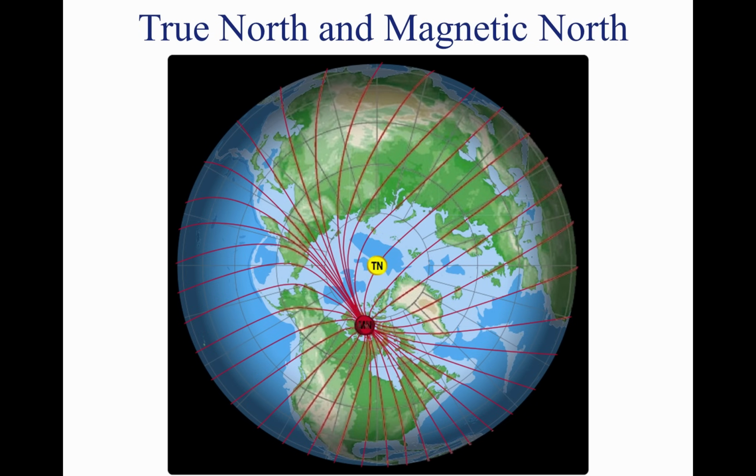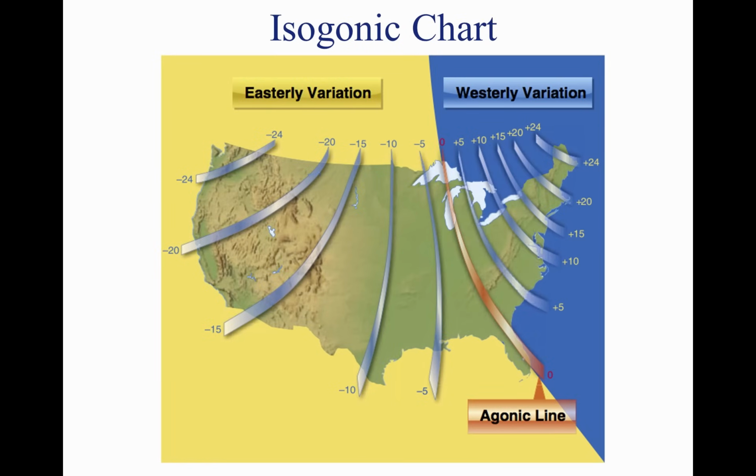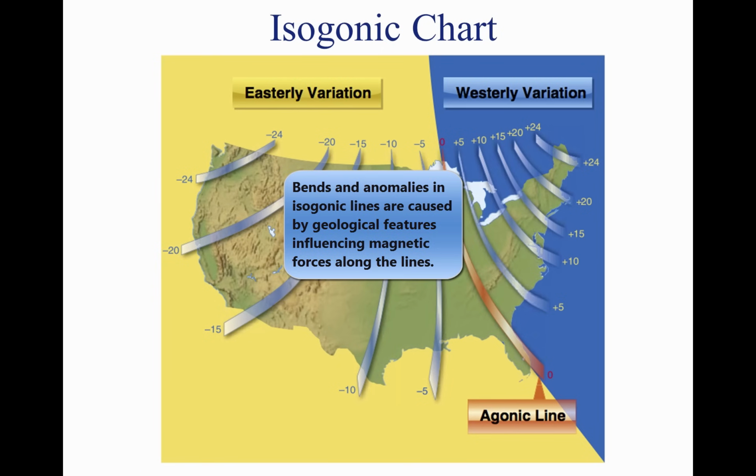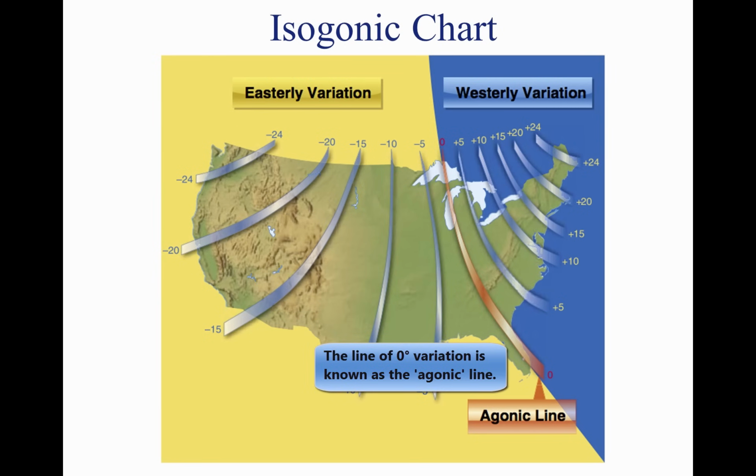The amount and the direction of variation, which change slightly from time to time, are shown on most aeronautical charts as broken magenta lines, called isogonic lines, which connect points of equal magnetic variation. An isogonic chart is shown here. Minor bends and turns in the isogonic and agonic lines are caused by unusual geological conditions affecting magnetic forces in these areas. On the west coast of the United States, the compass needle points to the east of true north. On the east coast, the compass needle points to the west of true north. 0-degree variation exists on the agonic line, where magnetic north and true north coincide.